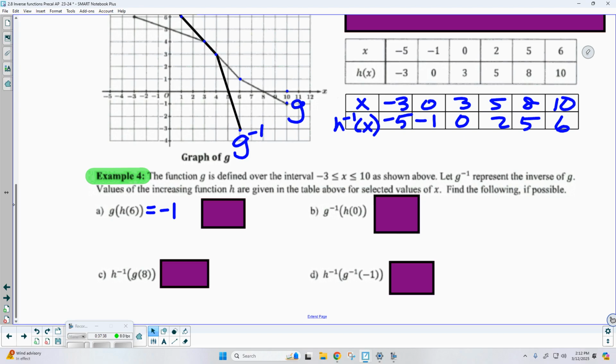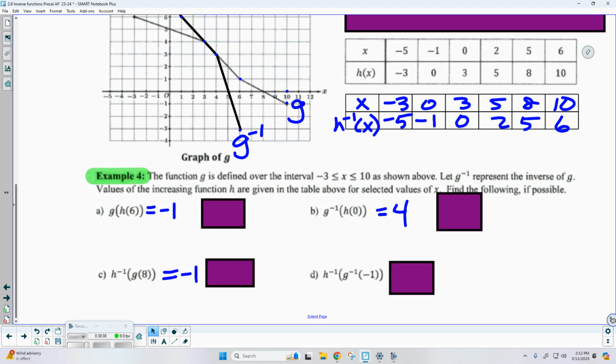All right. You may not be done with all of them, but that's okay. So B, G inverse of H of 0. Naya, what you got? It is 4. Okay. Like I said, we'll get the answers, and if we need to go back and talk about them, we will. C, H inverse of G of 8. Vera, what'd you get for that one? Got mixed up? That's okay. It is negative 1.